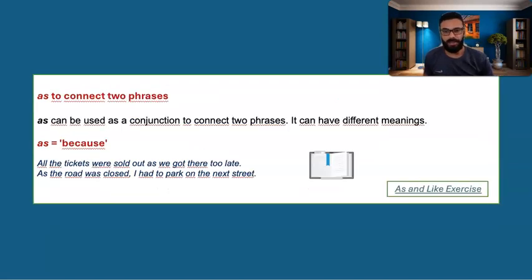Well, and finally, we use as to connect two phrases, and as with the meaning of because. As can be used as a conjunction to connect two phrases. It can have different meanings, all right? As meaning because. Let's take a look.